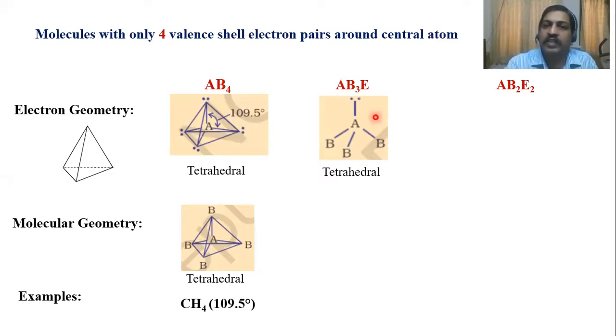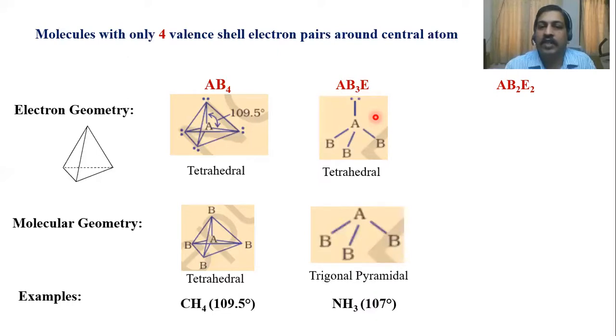Okay. Now if we consider only the arrangement of atoms in the molecule, we will arrive at the molecular geometry. So as we can see, the molecular geometry is trigonal pyramidal. So ammonia is an AB3E type molecule. It has trigonal pyramidal geometry.